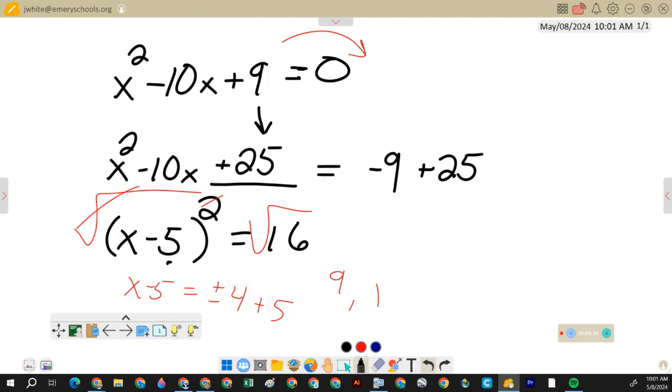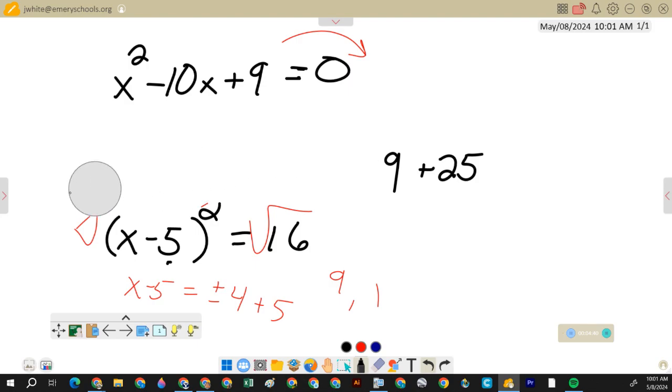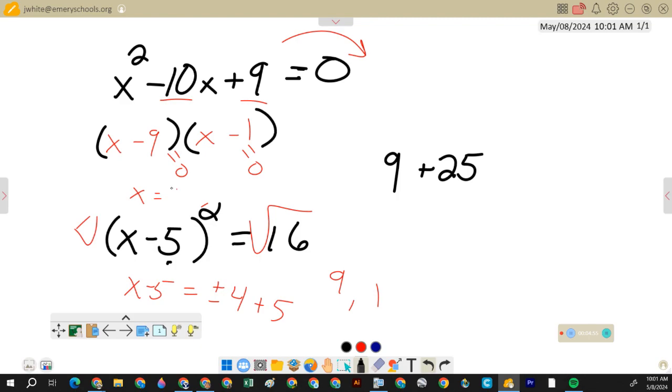And that would have been my answer had I factored this. Two numbers that multiply to be 9 and add to be 10. That would be x minus 9 and x minus 1. And then I write equals 0 on each of those. And I get x is equal to 9 and to 1. That is called completing the square. So let's do another one.